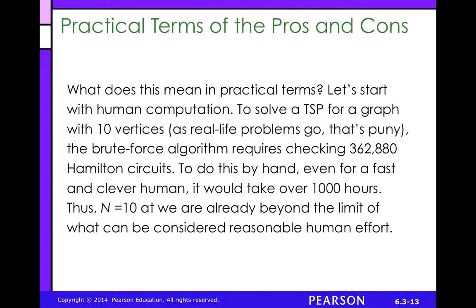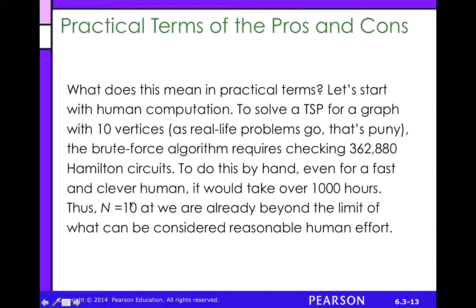And on a typical delivery day, a FedEx guy would deliver way more places than that, right? So the brute force algorithm requires checking 10 minus 1, which is 9, and then 9 factorial Hamilton circuits. That's 362,000 Hamilton circuits, okay? To do this by hand would take, it says, 1,000 hours. Who knows how they get that, right? But it would just take a tremendous amount of time, and it's not worth it, right?